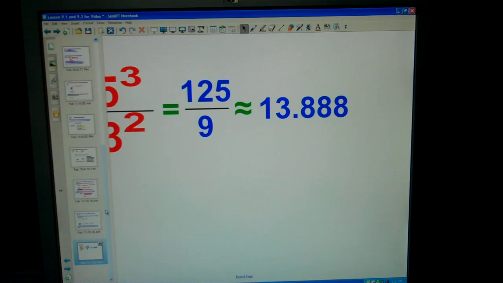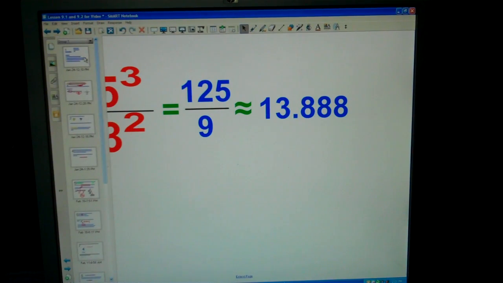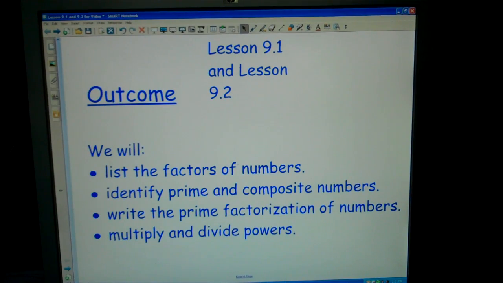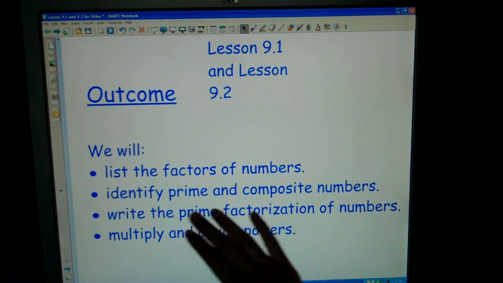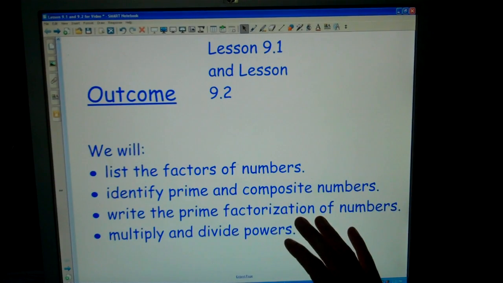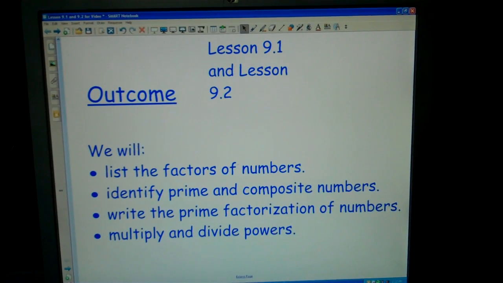I know this video was kind of long. I want you to take a minute, pause, if there's any section that you need to go back and look at, because we did cover factors, prime and composite numbers, prime factorization, and then we finally got to multiplying and dividing. This video does cover 2 lessons, however.